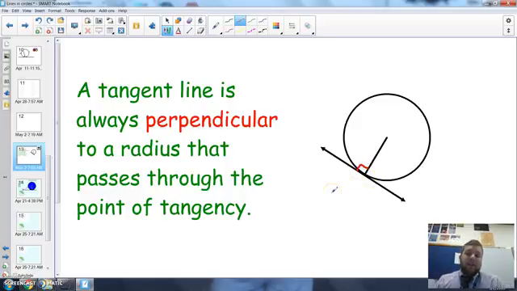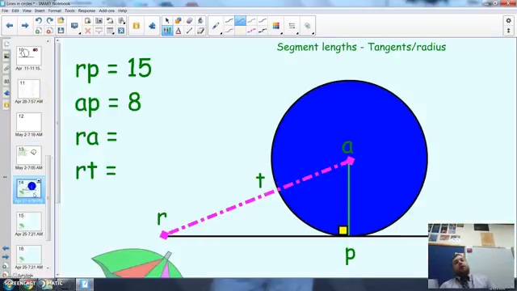So wherever you put that tangent line, whenever the radius meets up with it, you're going to have a perpendicular line or 90-degree angle, which is nice because I can use SOHCAHTOA or I can use Pythagoras' theorem, and that's where we're headed next.